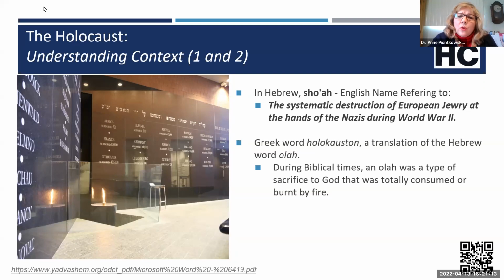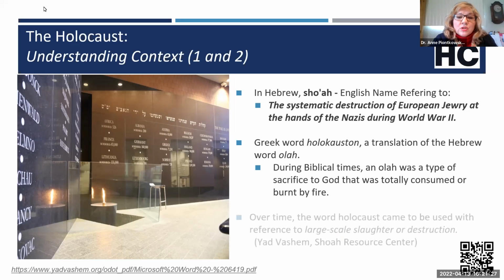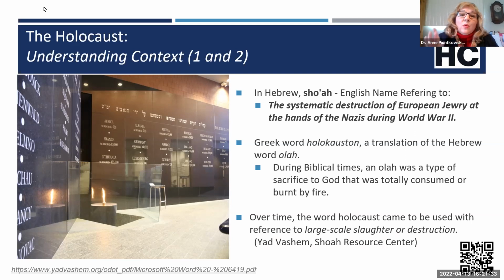And it comes from a Greek word, holokauston, which is a translation of the Hebrew word ola. And during biblical times, an ola was a type of sacrifice to God that was completely consumed or burnt by fire. Nothing left. And you'll see later when we see an oral testimony on the final solution why the term totally consumed is so important. And over time, the word Holocaust came to be used with reference to large-scale slaughter or destruction.